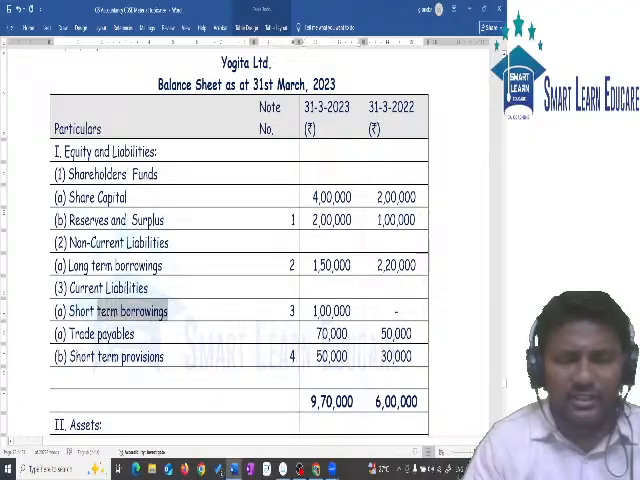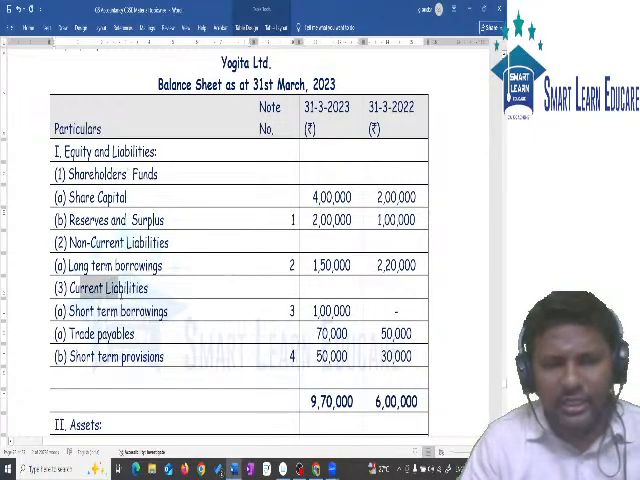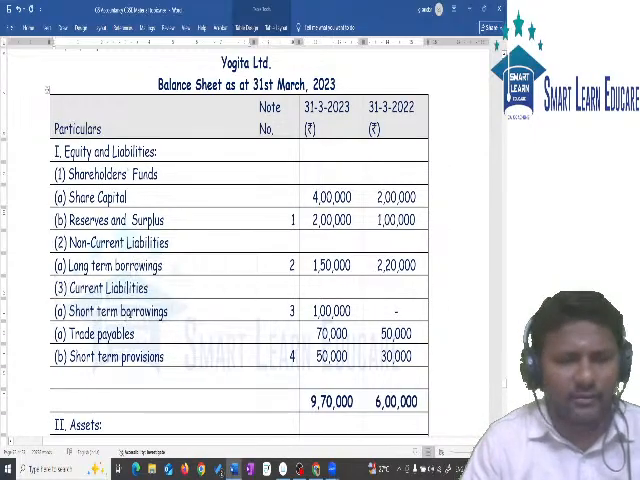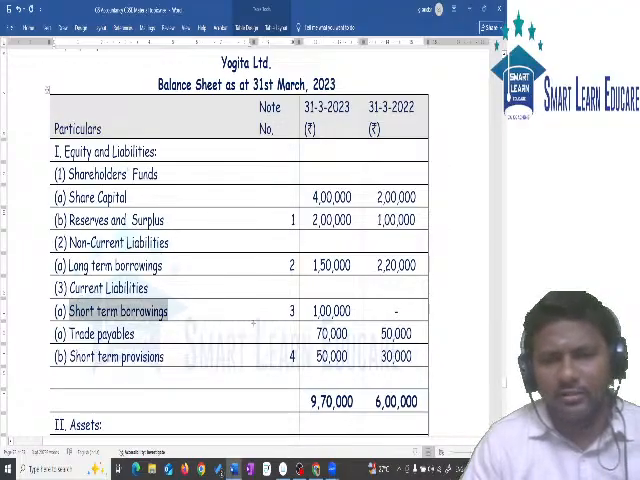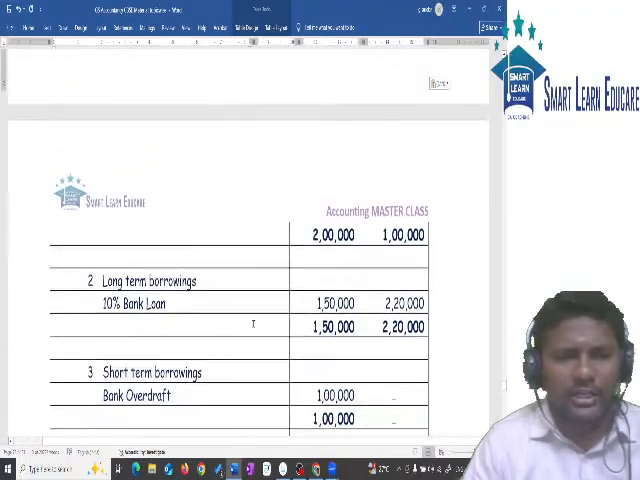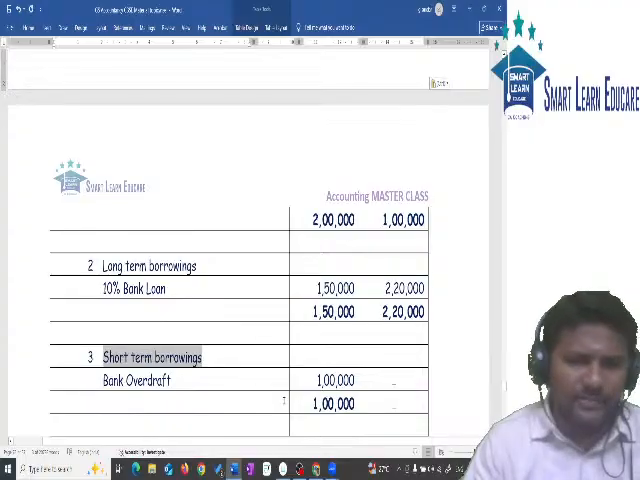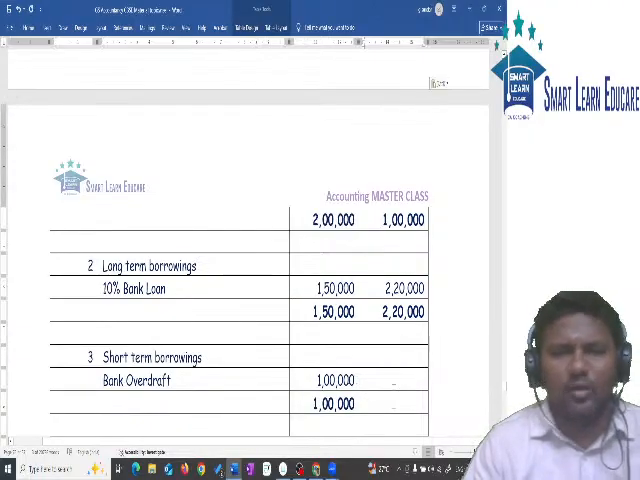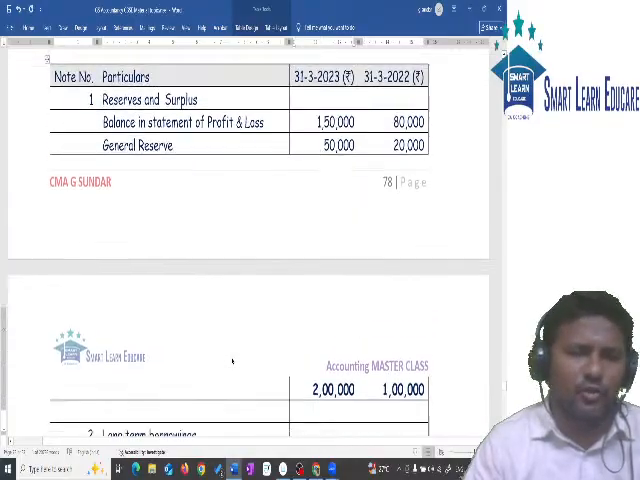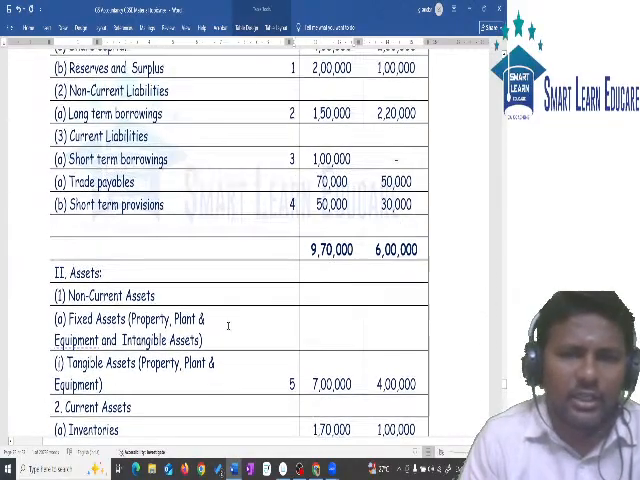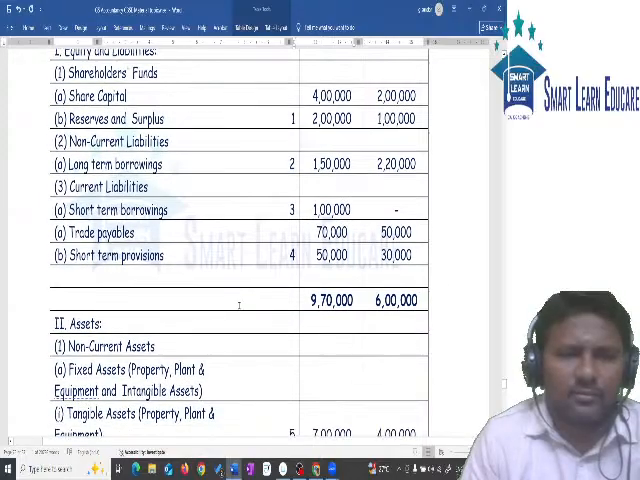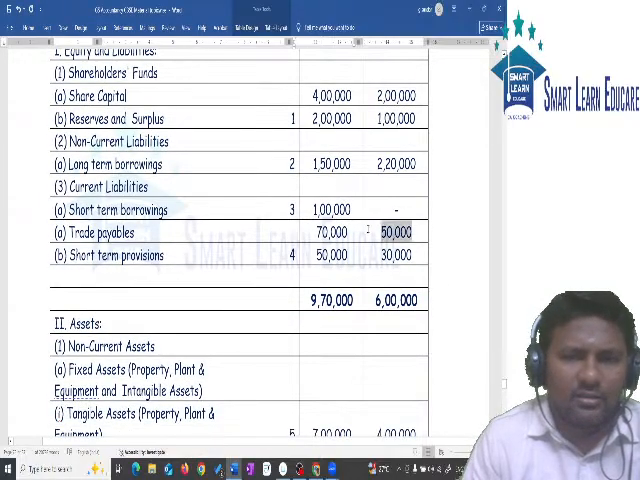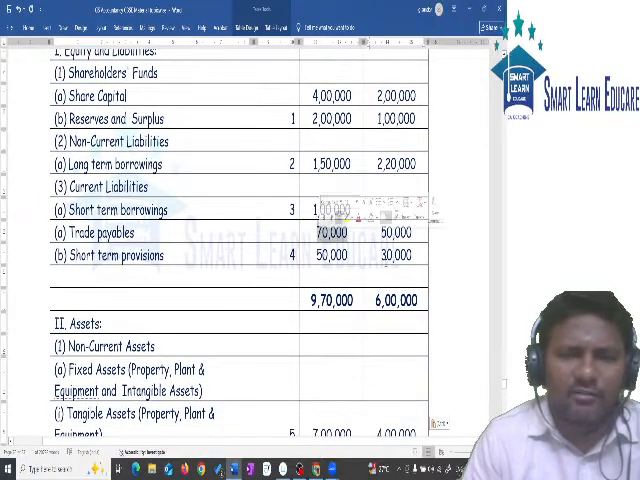Borrowings is there, it is financing activity, don't treat it as operating activity. Short term borrowings, note 3 they are saying. Bank loan, we didn't have a loan earlier, now we received a loan, it means 1 lakh loan inflow should be treated. Okay, then trade payable 50 has become 70.